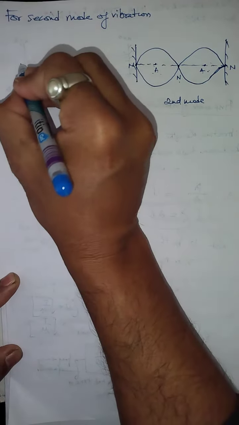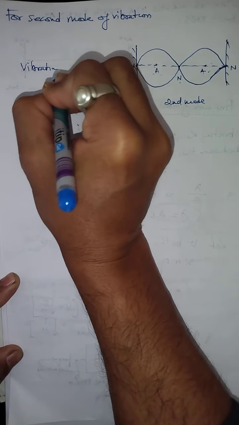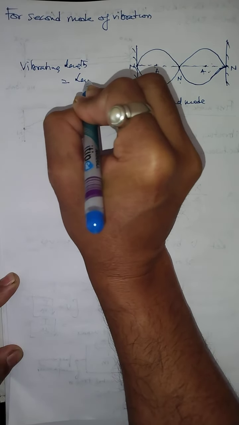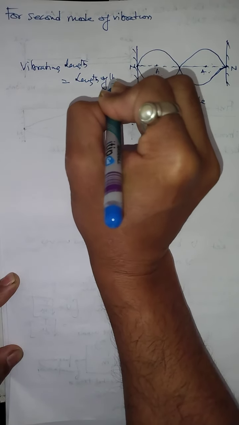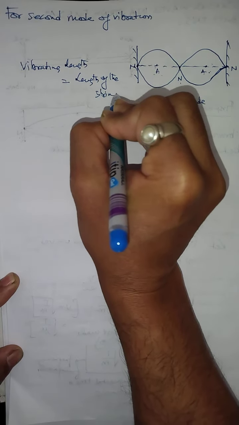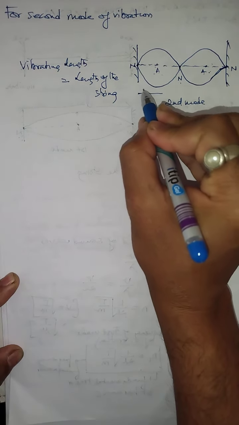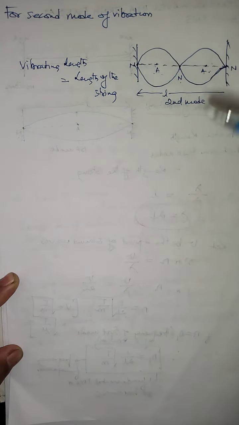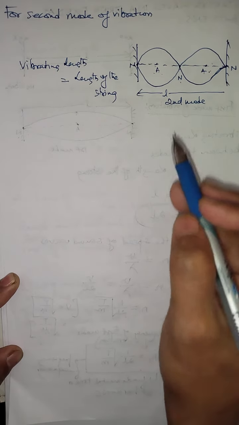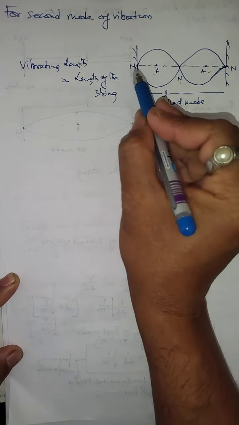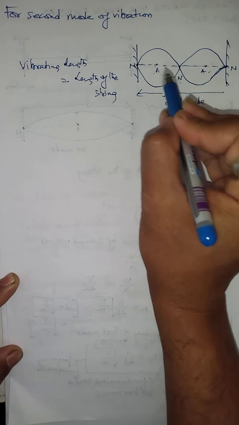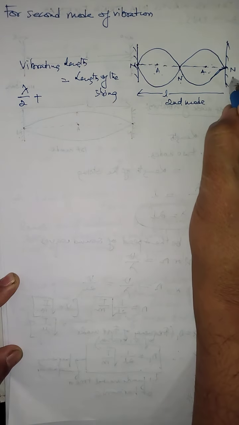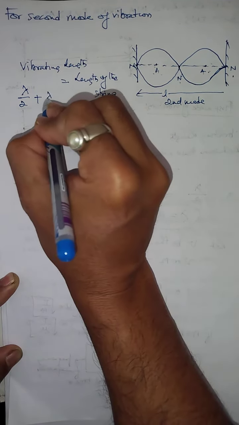To measure the frequency, as you know, the condition is that the vibrating length must be equal to the length of the string. See, children, in this case the string length is not changing, but the vibrating length changes with the way the string vibrates. That can be easily calculated again. The node to node distance is lambda by 2, plus another node to node distance, which is also lambda by 2.